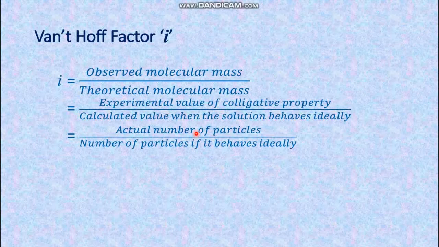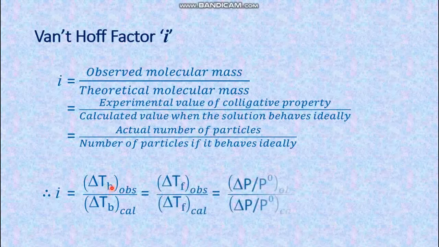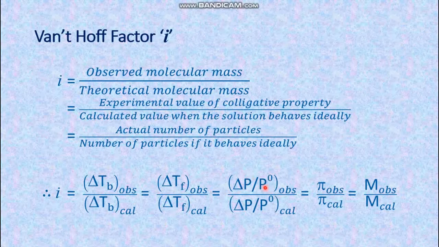In terms of the different colligative properties, i can be written as the boiling point elevation observed divided by the boiling point elevation calculated, that means experimental by theoretical, or the freezing point depression observed by the freezing point depression calculated, or the relative lowering of vapor pressure observed divided by the relative lowering of vapor pressure calculated, or the osmotic pressure observed divided by the osmotic pressure calculated, or the observed molar mass divided by the calculated molar mass. So this ratio is i.